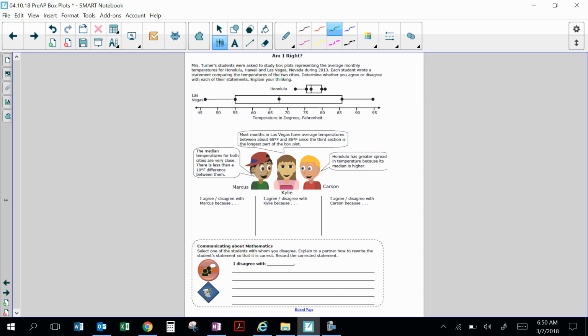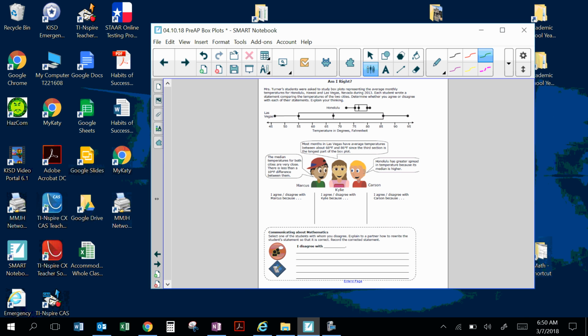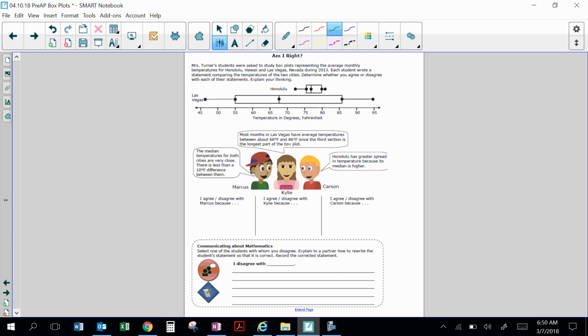And the last thing we're going to do, now that we understand how to compare a little more, is you're going to be working with your group and figuring out this: Mrs. Turner's students were asked to study box plots representing the average monthly temperature for Honolulu and Las Vegas during 2013. Each student wrote a statement comparing the temperatures of the two cities. Determine whether you agree or disagree with each of their statements. Explain your thinking.